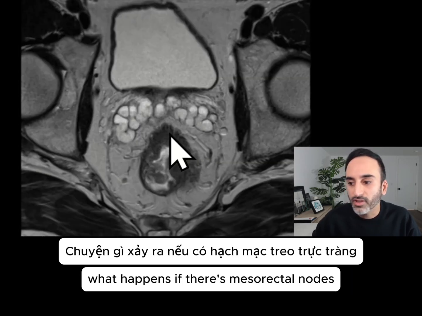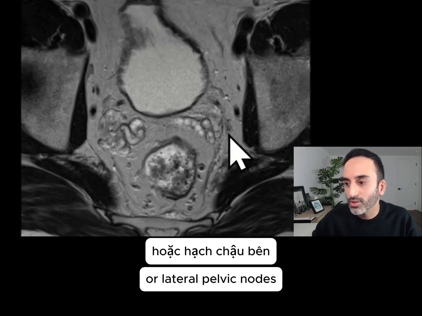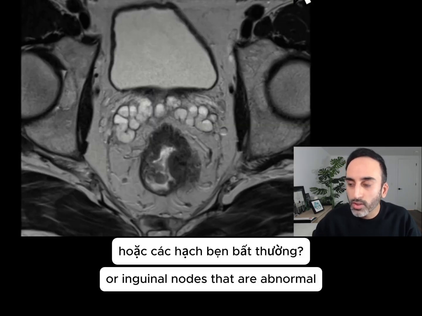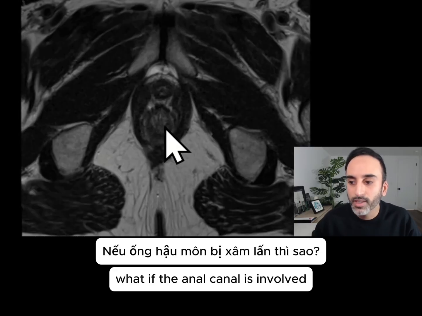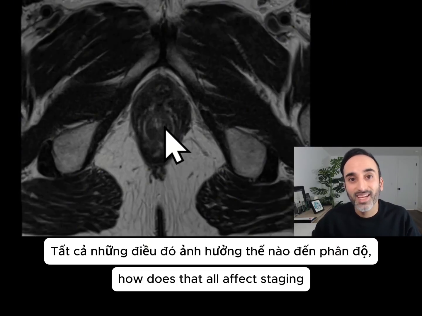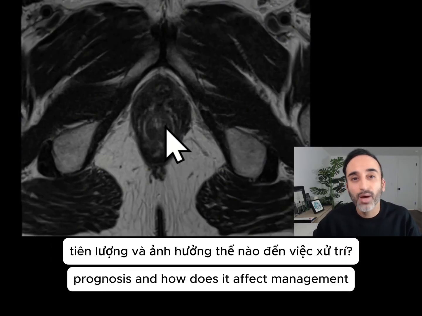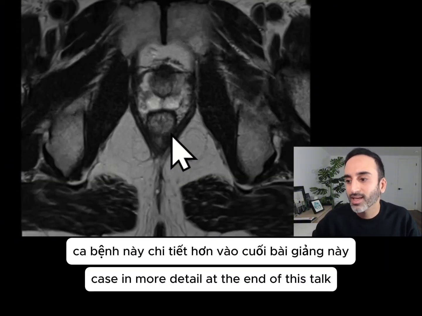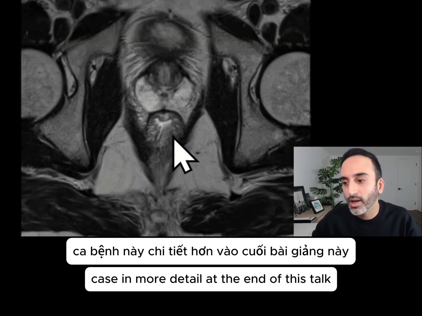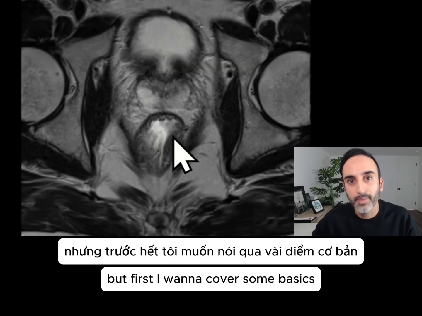What happens if there's mesorectal nodes or lateral pelvic nodes or inguinal nodes that are abnormal? What if the anal canal is involved? How does that all affect staging, prognosis, and how does it affect management and what happens next? So we're going to look at this case in more detail at the end of this talk, but first I want to cover some basics.